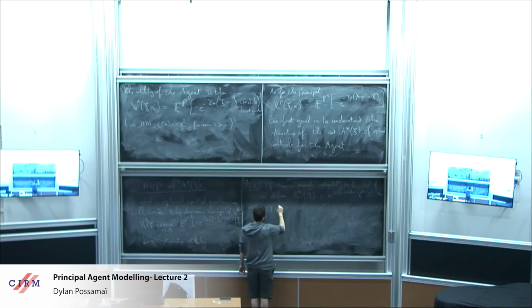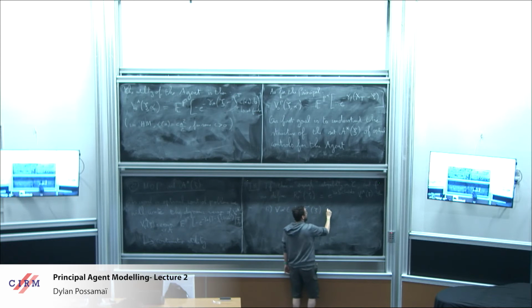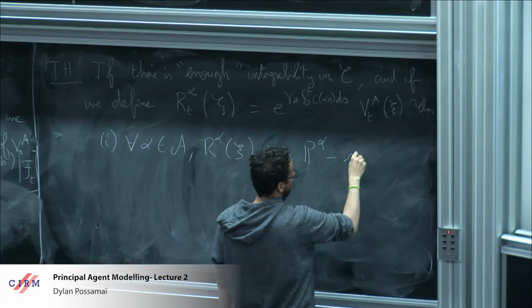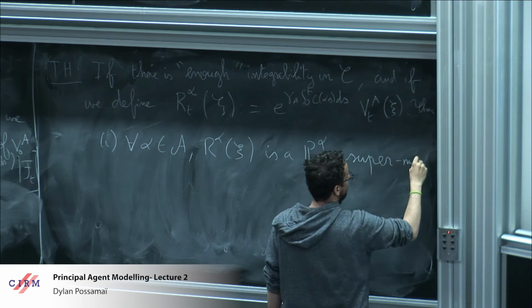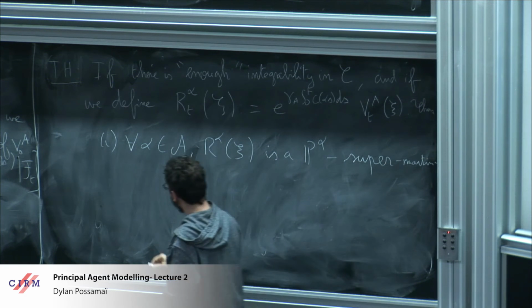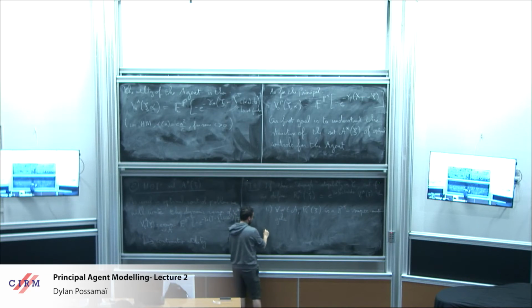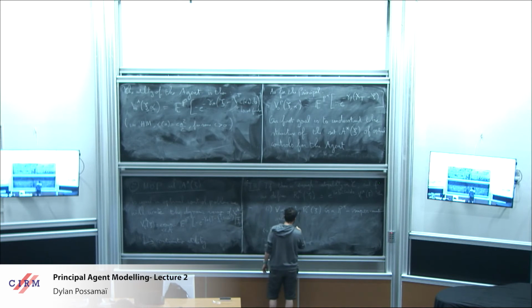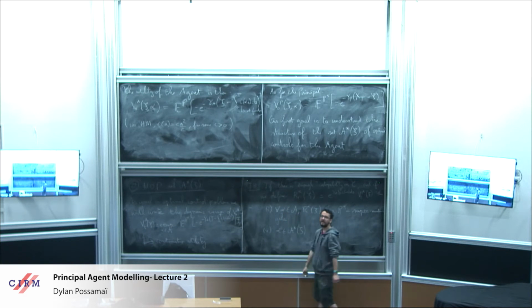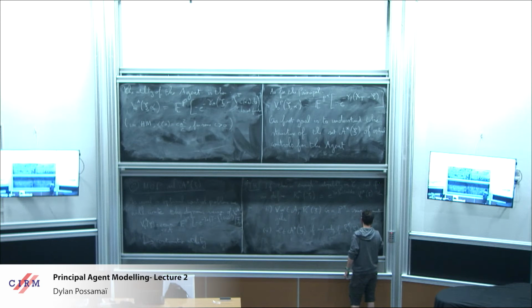First, for any alpha, R^alpha is a P^alpha supermartingale. And the second thing that we know is that some control alpha is in A star of psi if and only if R^alpha is a P^alpha martingale.